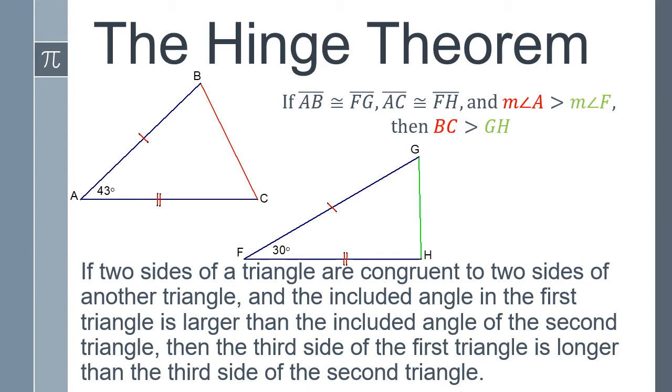If two sides of a triangle are congruent to two sides of another triangle, and the included angle, which is the angle between the sides, in the first triangle is larger than the included angle of the second triangle, then the third side of the first triangle is longer than the third side of the second triangle. So basically you're going to look for scenarios like this and say, hey, this is larger, this is smaller. Therefore, this segment's longer and this segment is shorter.